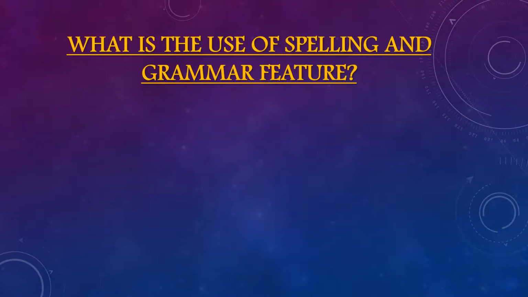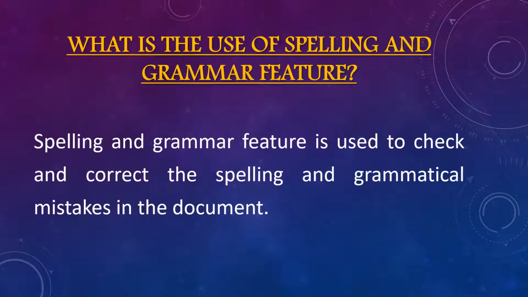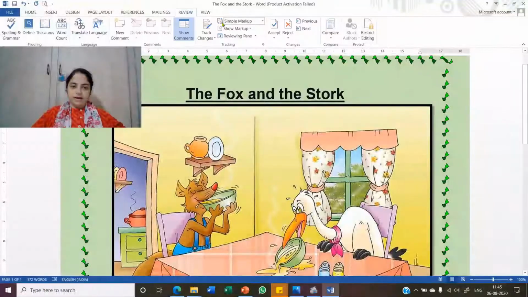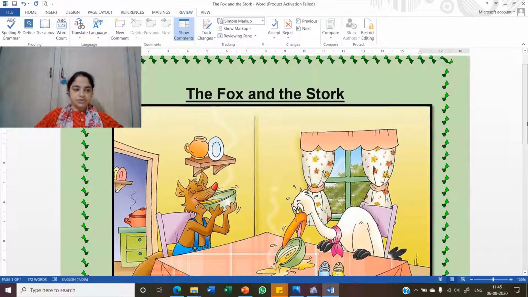What is the use of the spelling and grammar feature? The spelling and grammar feature is used to check and correct the spelling and grammatical mistakes in the document. Now let's see how to use the spelling and grammar feature to make corrections in your document.